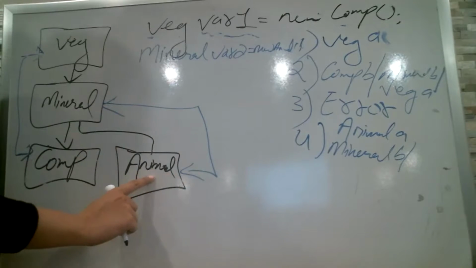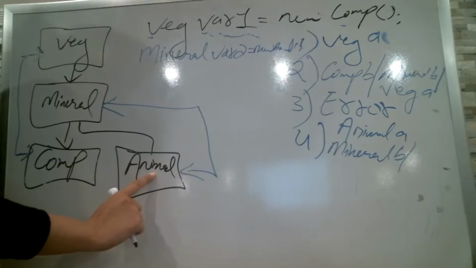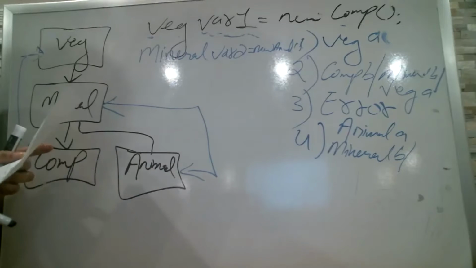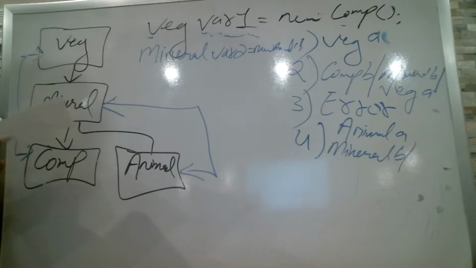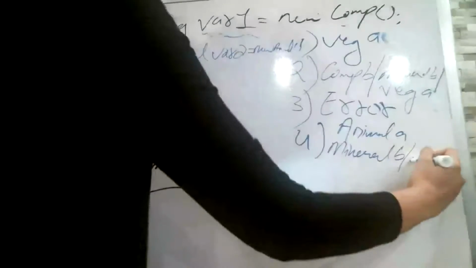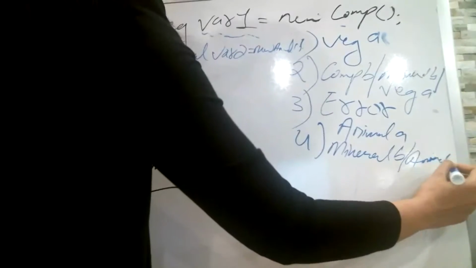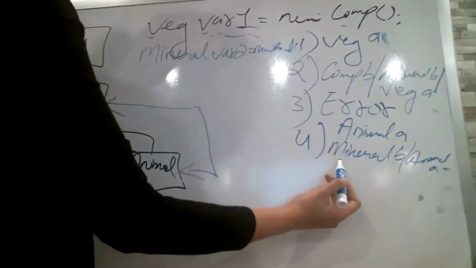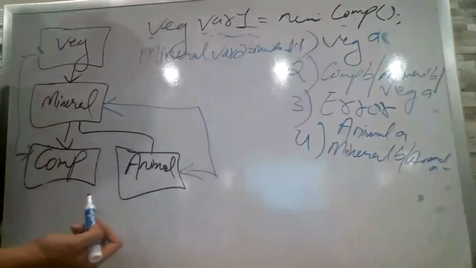You will see animal class first. Does animal have method A? Let's take a look. Does animal have method A? Yes, and the answer is animal A. Hope this makes sense a little bit now. Mineral B, animal A for number 4.